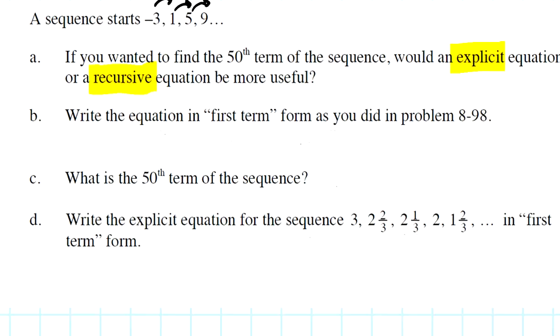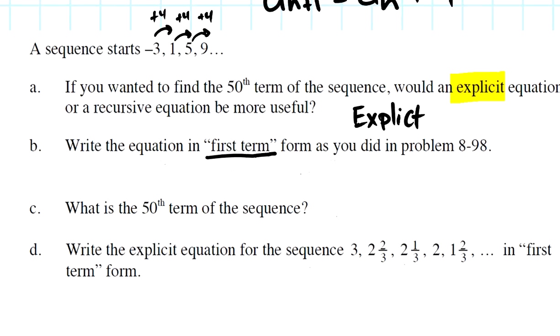So I think in this case, if you wanted to know the 50th term, our choice would be that I would want to know the explicit formula. This formula says, hey, you just basically plug in a number and it'll tell you what that term is. Now, in order to get that, we need this to be in first term form, meaning that this is counted as the first term, right? This is the first term, and then the 1 is the second term, and the 5 is the third term, and the 9 would be the fourth term.